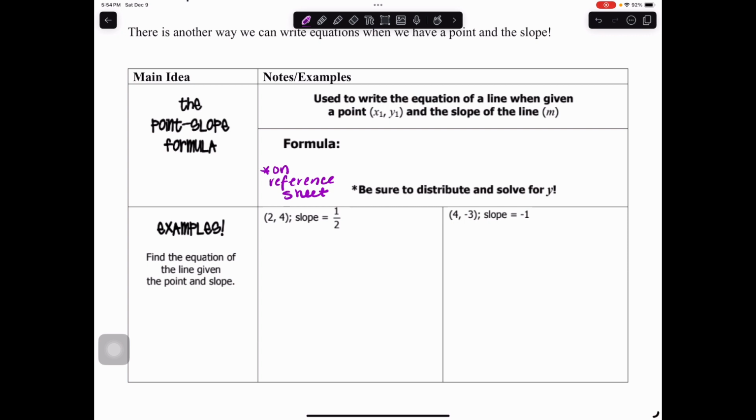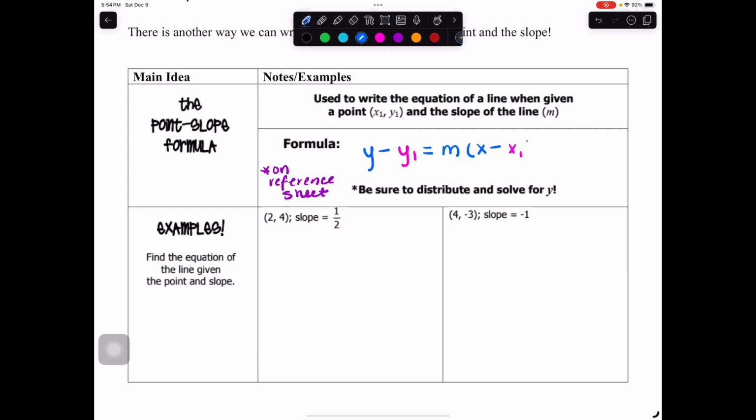So point slope formula is used to write the equation of the line when given a point and the slope of the line. The formula for this is y minus, and then I'll change color just to show you where the coordinates go. This would be where y1 is equal to the slope, and then x minus, and then here, x1 is where the other part of the coordinate will go. So be sure to distribute and solve for y when you're done, because that will put it in y equals mx plus b form, or slope-intercept form.